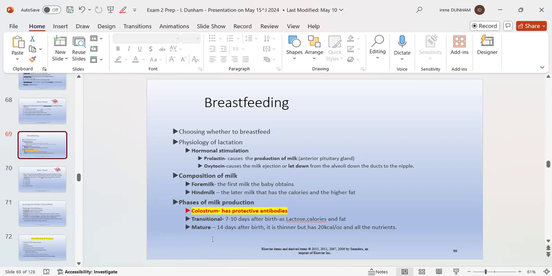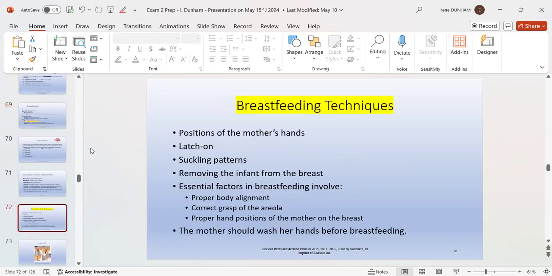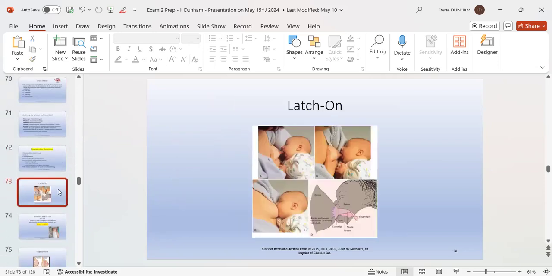Now, you have to know the phases of milk production. So again, colostrum has your protective antibodies, which is very important because babies are only born with 1 month passive immunity. So you want them to have the protective antibodies in the colostrum. Okay, so that's why I want you to know there. All right, moving on.